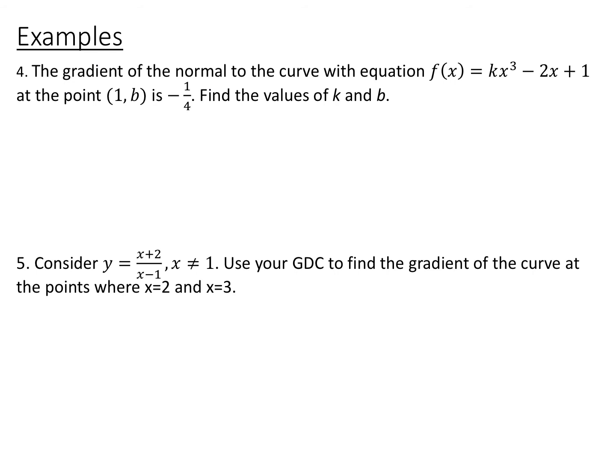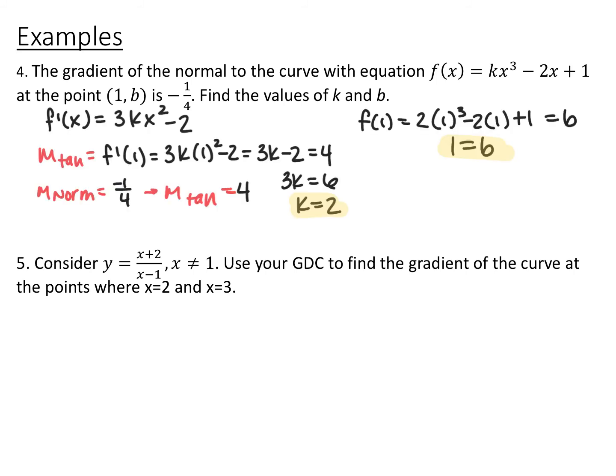So this next example, they say that the gradient of the normal line to the curve with the equation f of x equals kx cubed minus 2x plus 1 at the point (1, b) is negative 1/4. And we want to find the values of k and b. So they give us the gradient of the normal line, and they give us a specific coordinate. So go ahead and pause the video and see if you can figure out what k and b are.